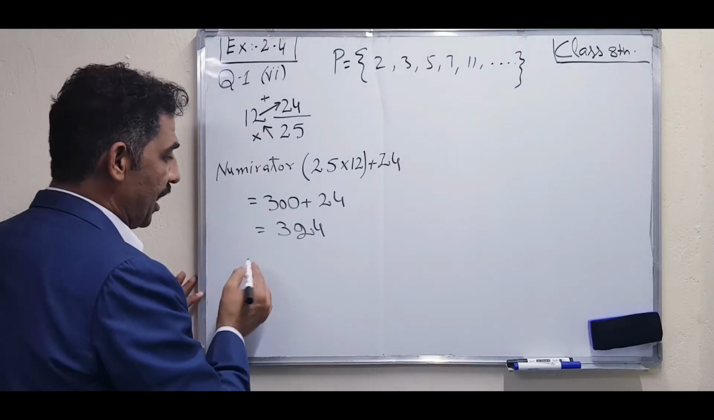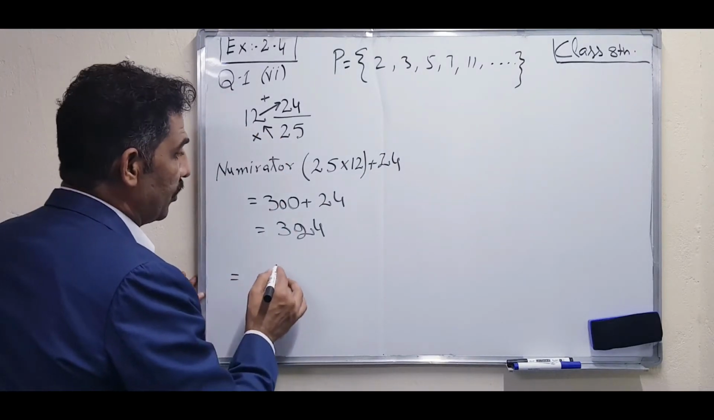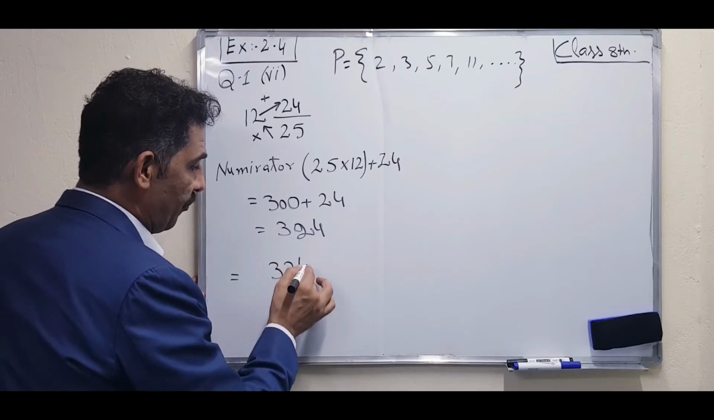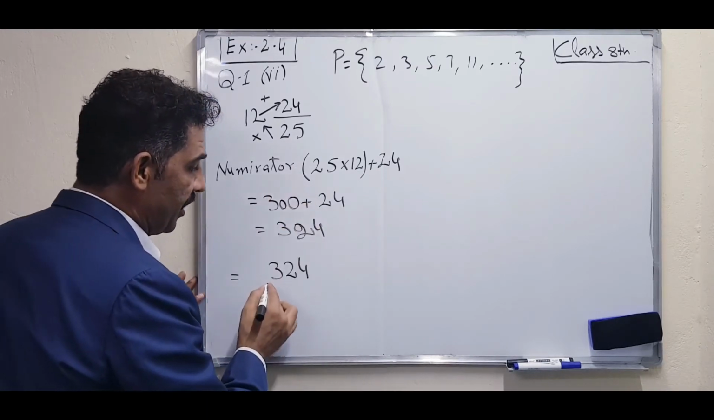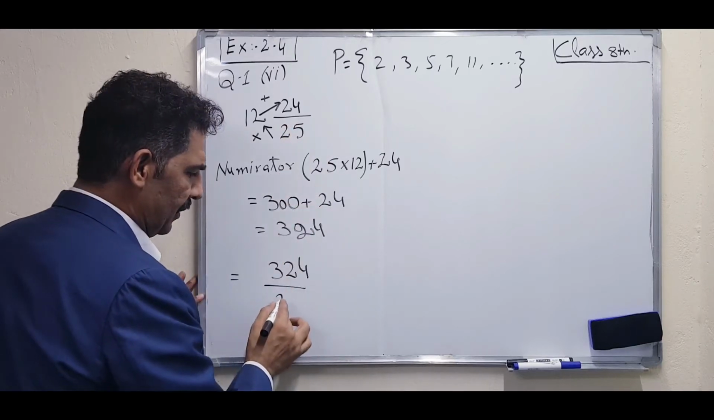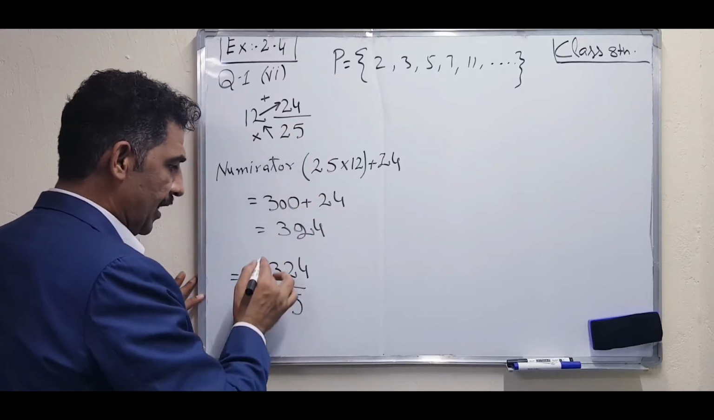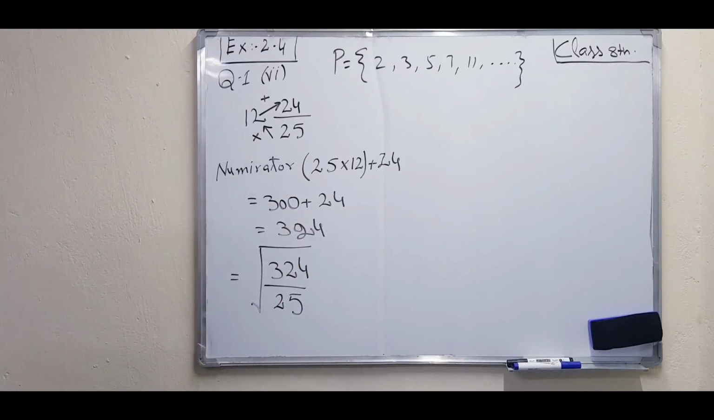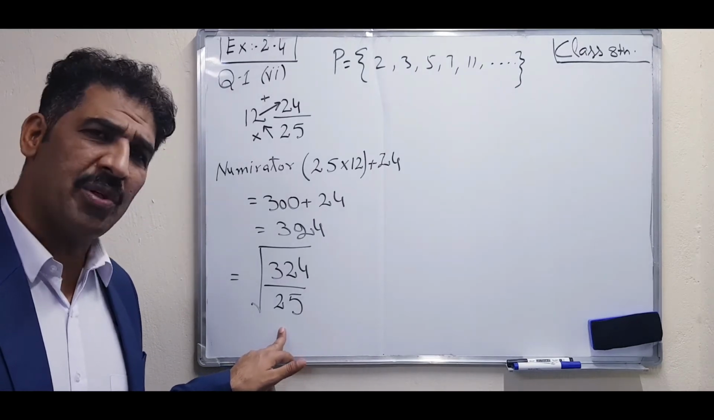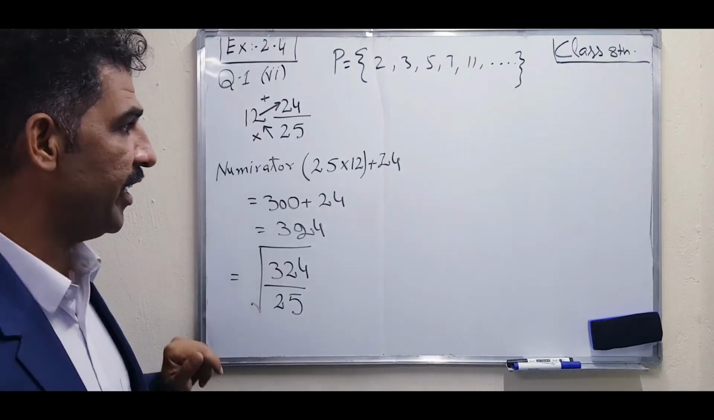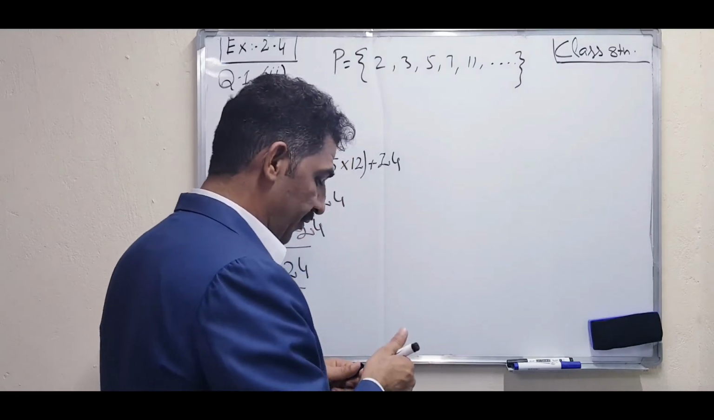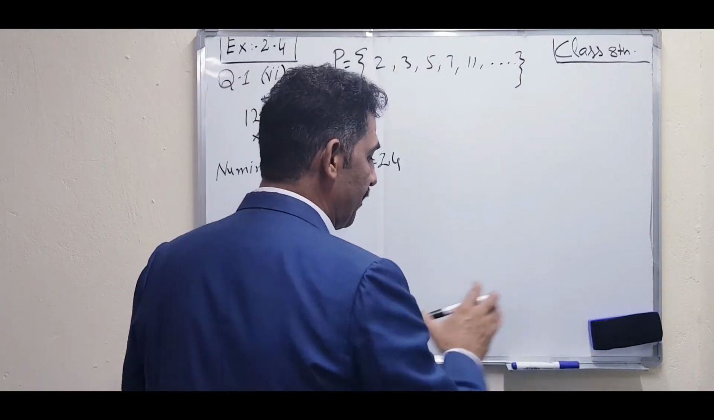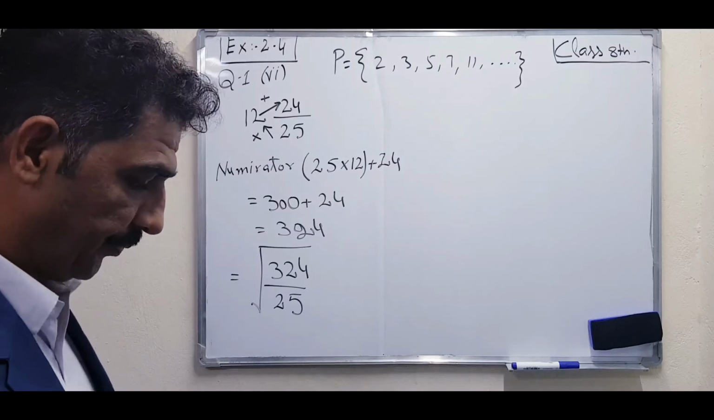Now what type of fraction will this become? 324 is the numerator, but the denominator will remain the same, no change. And according to the rule, we have to apply the sign of root. Here, first of all, we have to find out the prime factors. 25 has simple prime factors, 5 into 5, 25, but for 324 we have to find its prime factors with the help of the prime factorization method or division method, which you already know.